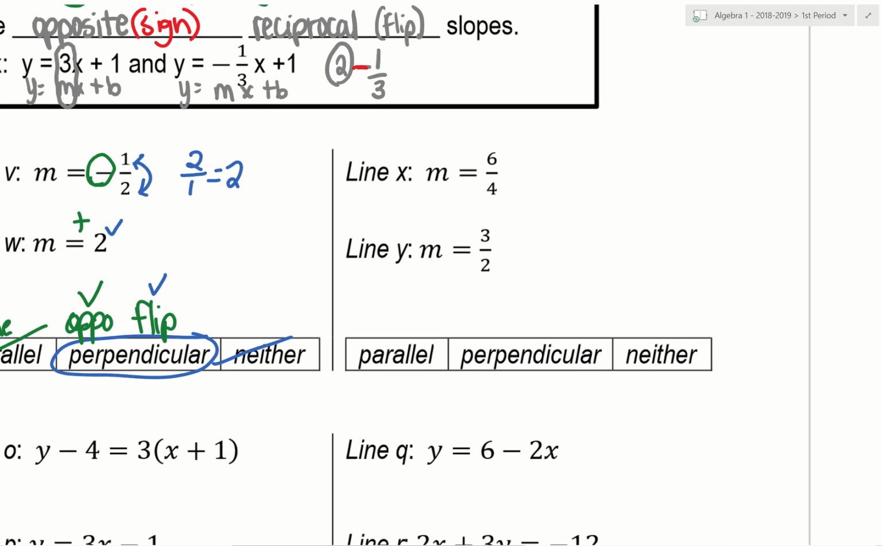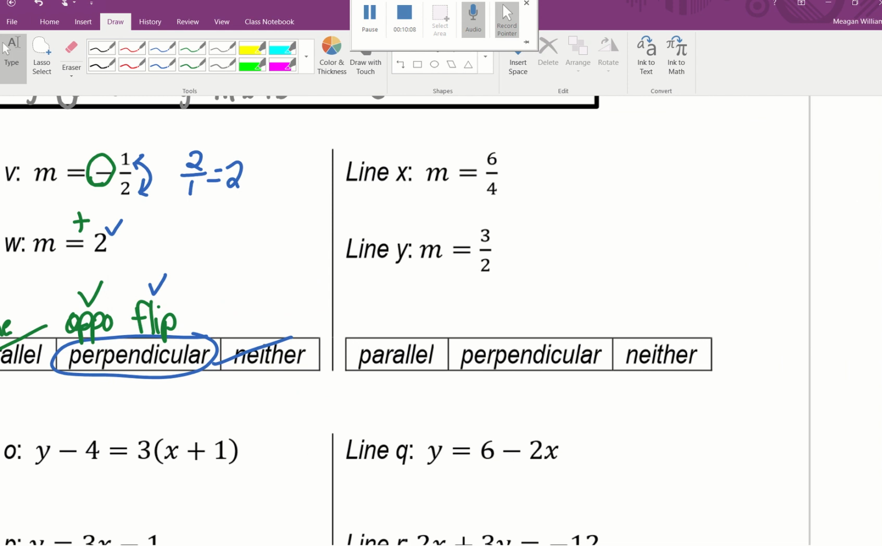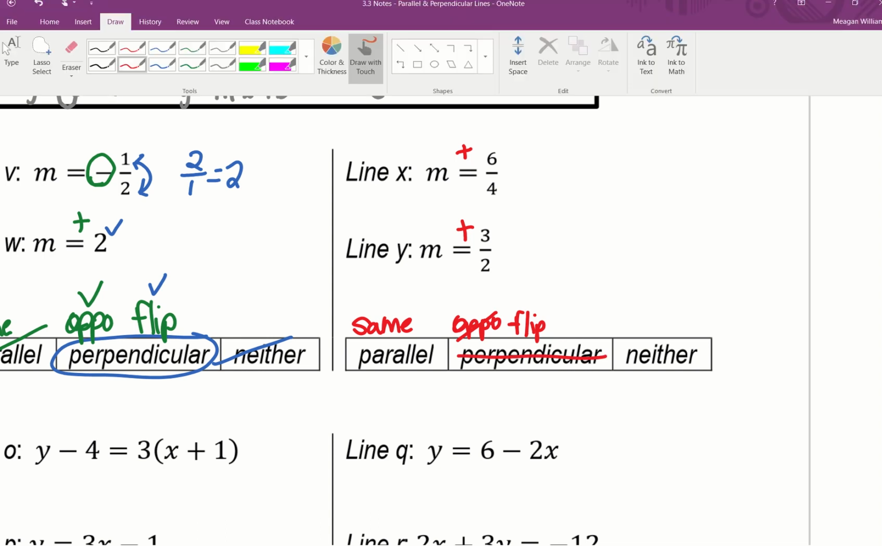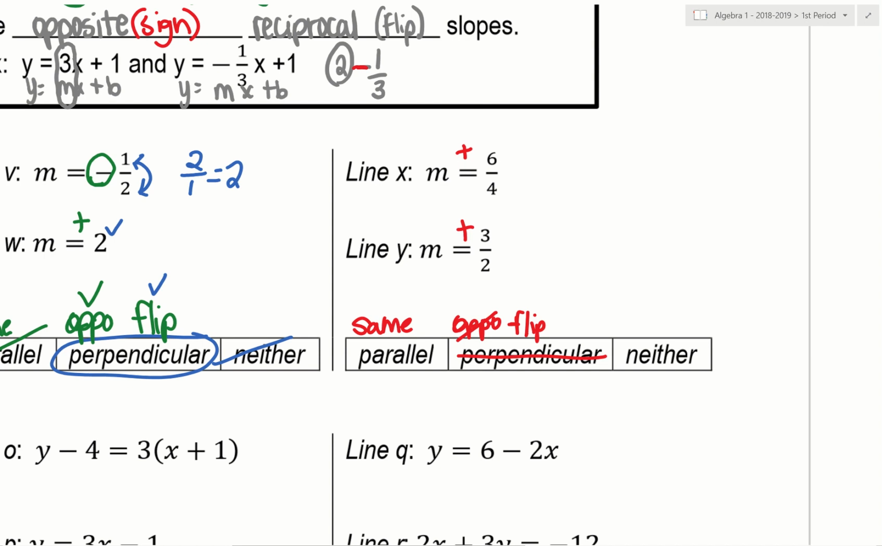Let's look at the next line. We've got m equals 6/4 and m equals 3/2. So the first thing I'm going to write is parallel has to be same. Perpendicular has to be oppo flips. Okay, one is positive. The second one's positive, so they're definitely not opposite, therefore they can't be perpendicular. So now I've got to go see if they're the same. And by appearance, they don't look the same. One has 6/4, one has 3/2. But guys, if I were to simplify 6/4, that simplifies to be 3/2, meaning parallel, because they're the exact same slopes.